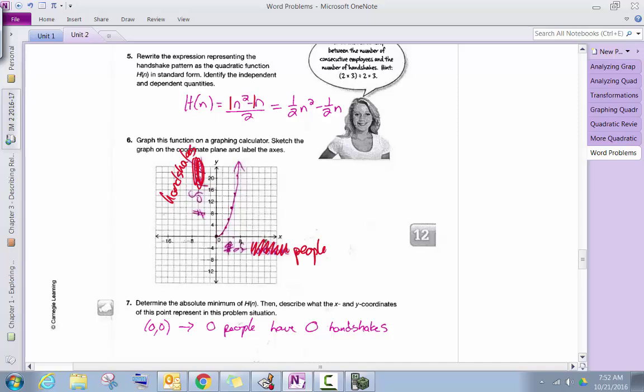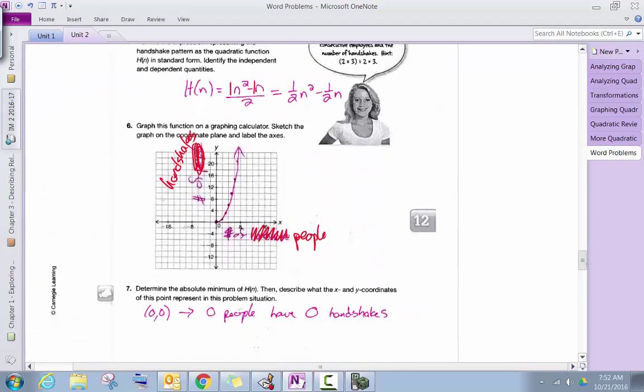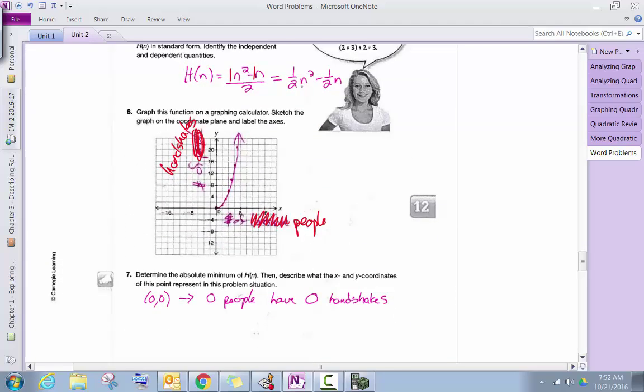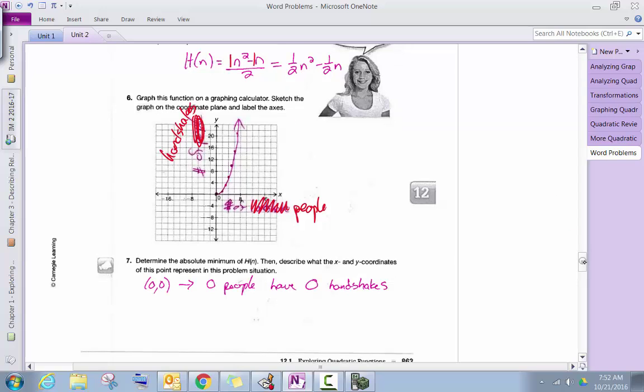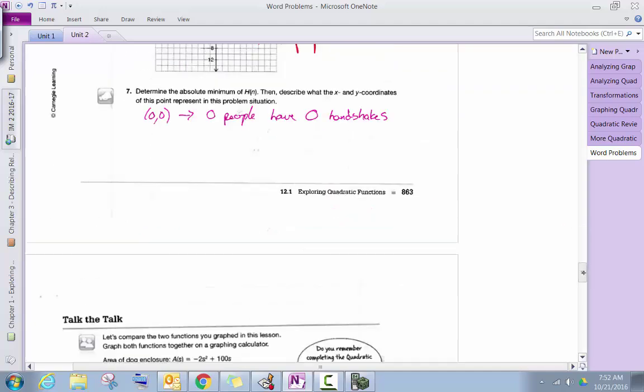And now we don't want any negative x or y values because we can't have negative people and we can't have negative handshakes. So we start at 0, 0. We didn't have that in our table, but if you plug in 0 here, we get 0. And if there's no people, there's no handshakes. So the absolute minimum is 0, 0. 0 people have 0 handshakes.